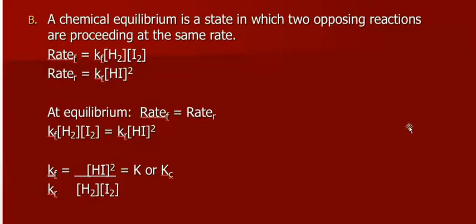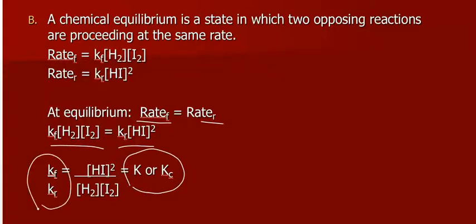If you think back to kinetics, you have the forward rate and you have the reverse rate. At equilibrium, the two rates are equal to each other, so we can set these two rate expressions equal to each other, and we can solve for a new constant. This is the equilibrium constant K, which is a capital K. The lowercase refers back to kinetics.